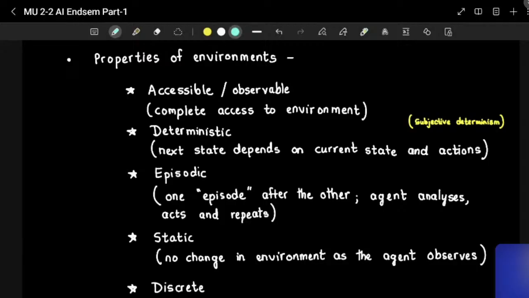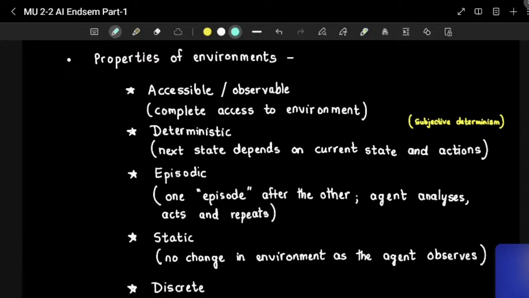For example, let's say I'm an agent. I do not have complete access to the Endsem paper making thing. So that sort of environment is inaccessible for an agent like me. But if there is some agent that is within the environment, then they will be able to access the Endsem papers. For example, professors. Let's say those are agents. For them, they can easily access all the Endsem papers because they are the ones who are making it. You can think of anything like that.